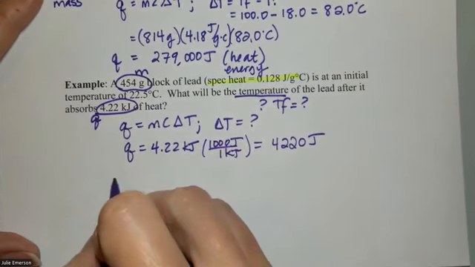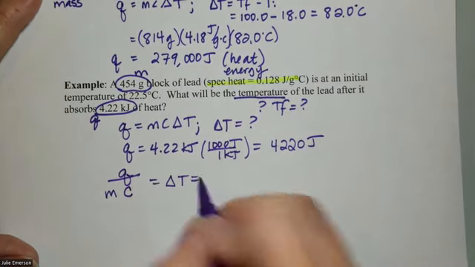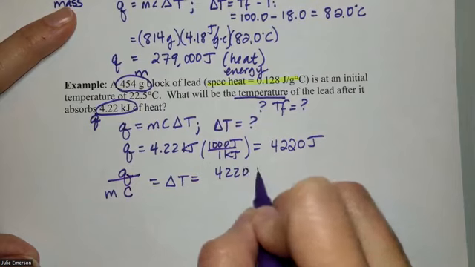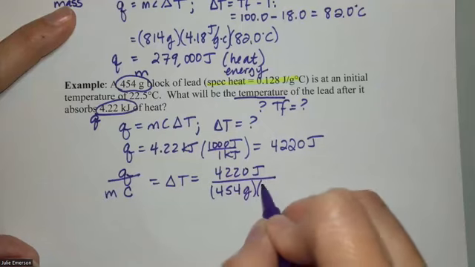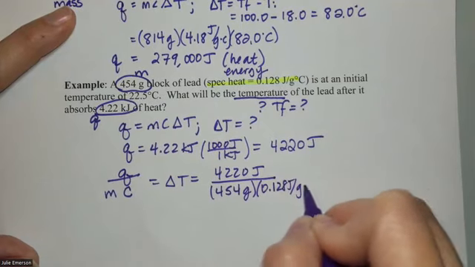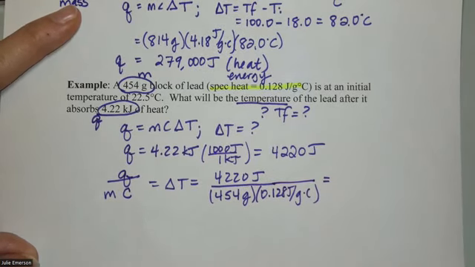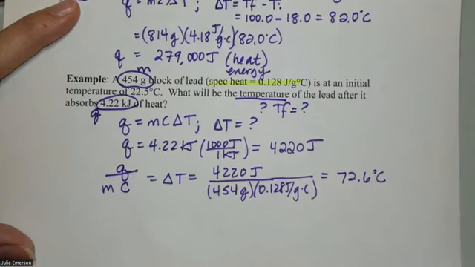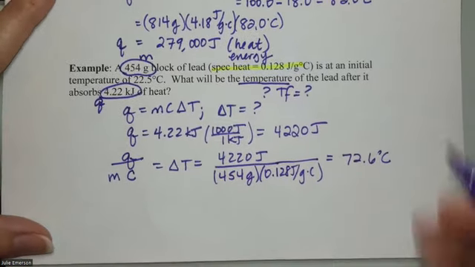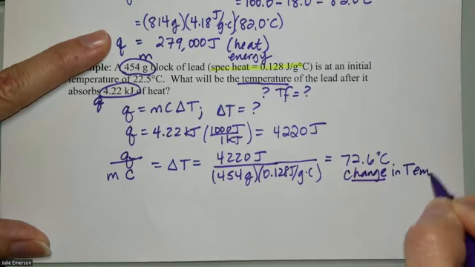So if I'm solving for delta T, Q, divide both sides by M and C, that'll get me my delta T. So I have 4,220 joules divided by the mass of 454 grams and our constant of 0.128 joule per gram degree Celsius. So if I take 4,220 divided by 454 divided by 0.128, I get 72.6 degrees Celsius. Now that is my change in temperature. That's not my final temperature.